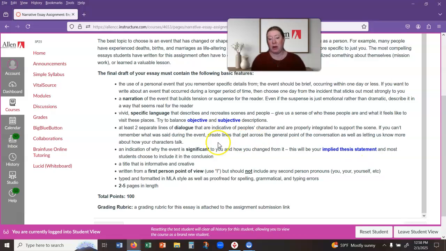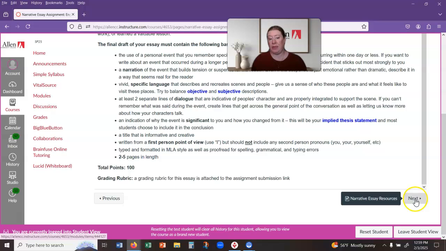And then this last part, sometimes students will leave off in the conclusion. That's where I want you to discuss, how did you change from the event? Why was it significant to you, and that kind of thing. Sometimes students let their story sort of fall off a cliff at the end, and you don't want that. So make sure that you have a nice tidy conclusion there at the end.